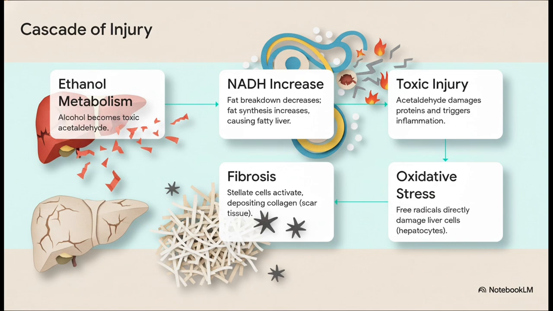But it doesn't stop there. That toxic acetaldehyde is also directly damaging proteins, causing inflammation, and creating a ton of oxidative stress. It's just a full-on assault on the liver cells. And when this happens over and over, it flips a switch on these things called stellate cells. They get activated and start pumping out collagen, which is basically scar tissue. That scarring, that's the fibrosis that leads to cirrhosis. It's a really destructive cascade.